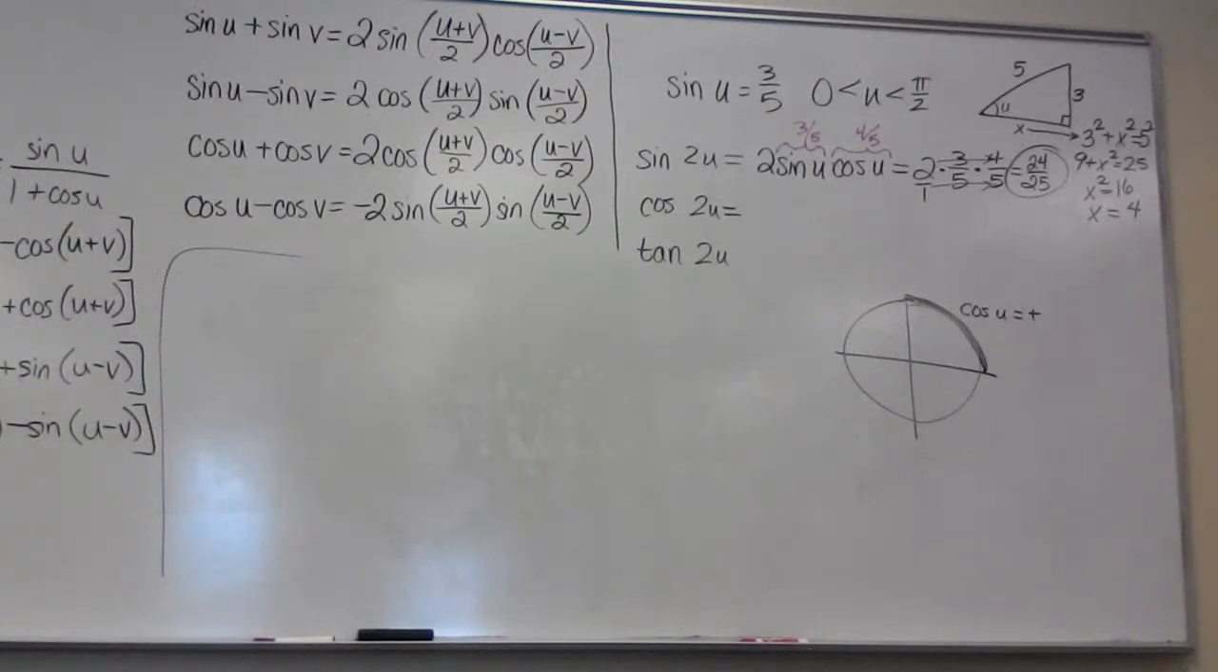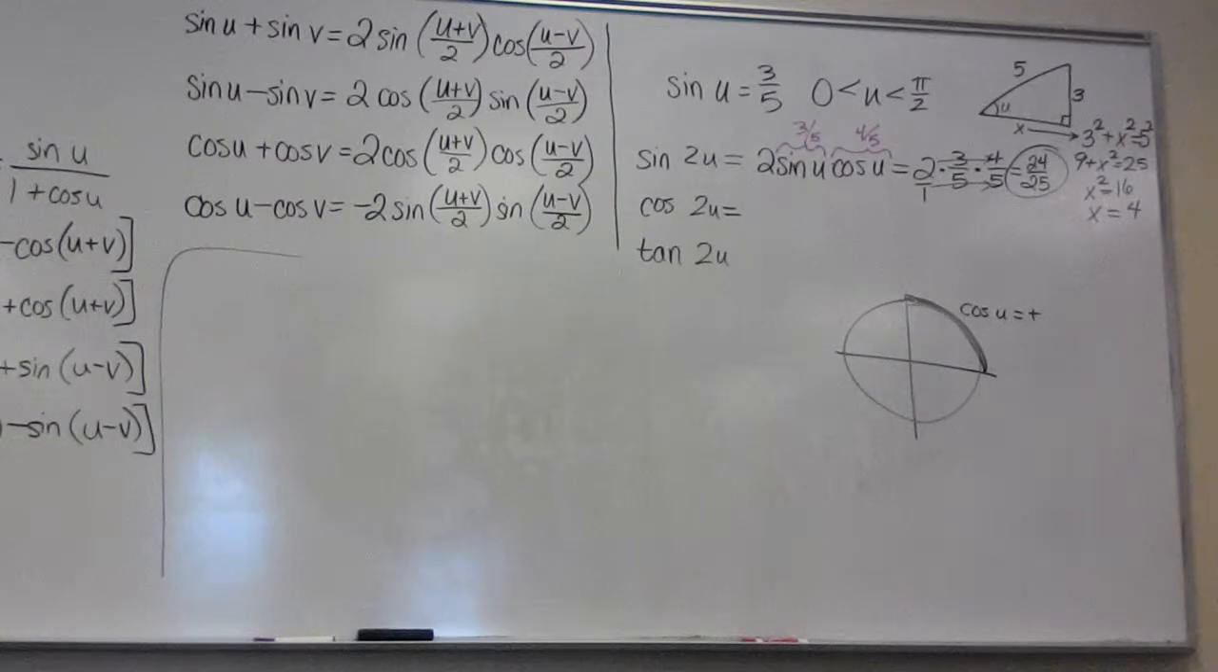All right. So cosine of 2u can either be cosine squared u minus sine squared u. It can be 2 cosine squared u minus 1, or it can be 1 minus 2 sine squared u. They will all give you the same answer. Which one do you want to use? The last one. I agree that I'd probably use the last one for this.